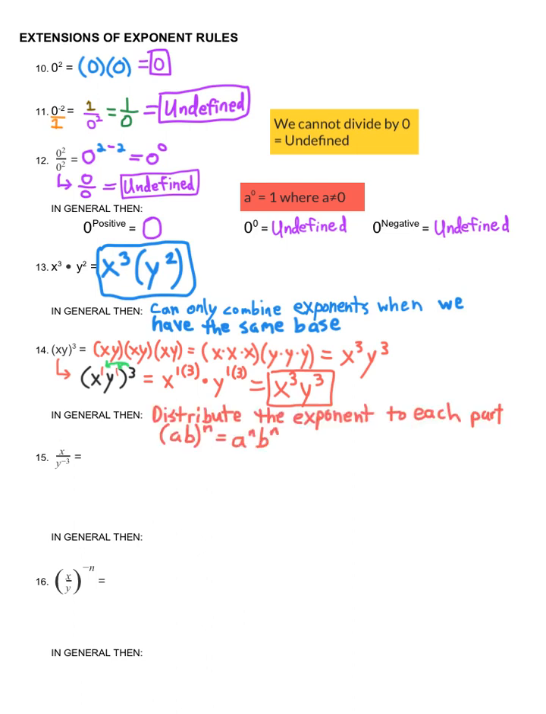On number 15, we have x over y to the negative 3. This answer will become x, y to the third power. The x doesn't move because remember, x to what power gives me x? It's just x to the first power. So big idea here, we only move negative exponents. Positive exponents stay in the same place after we've simplified everything.